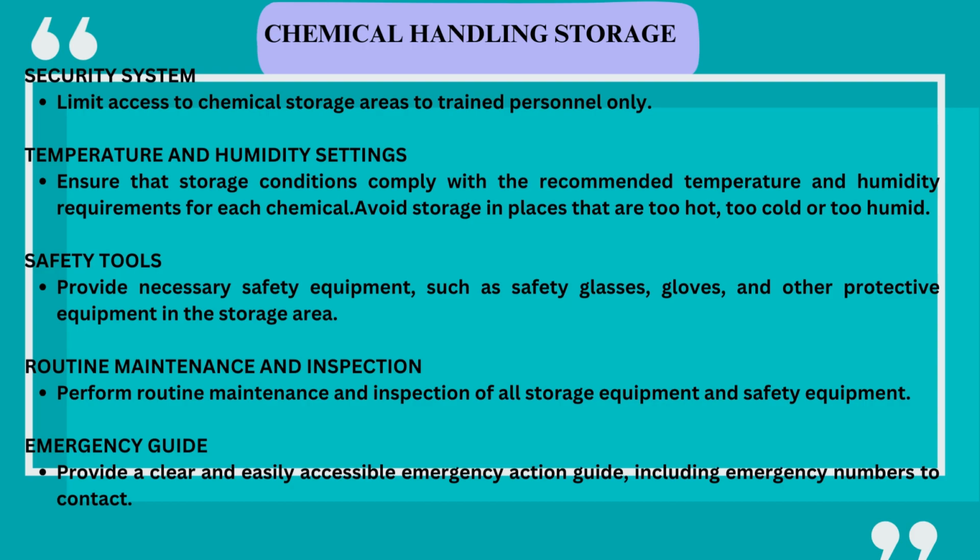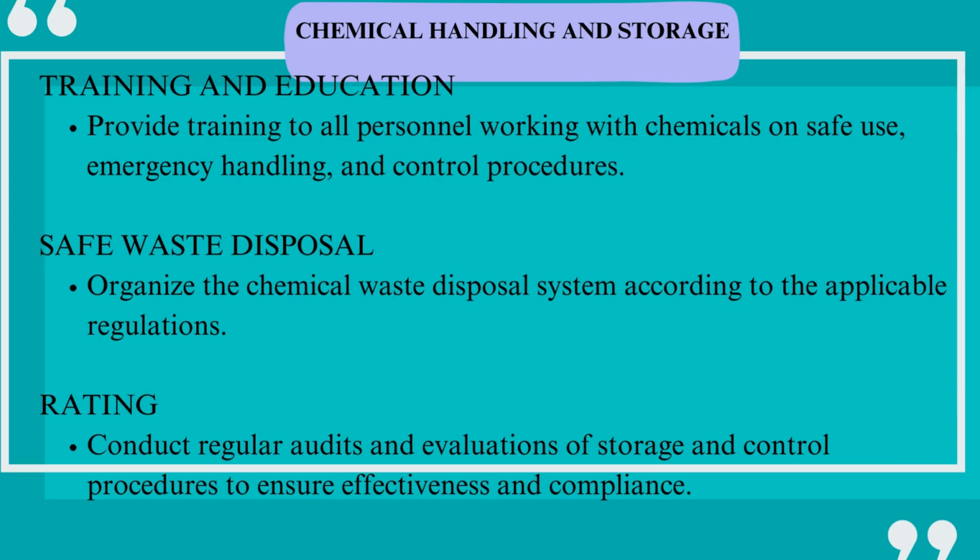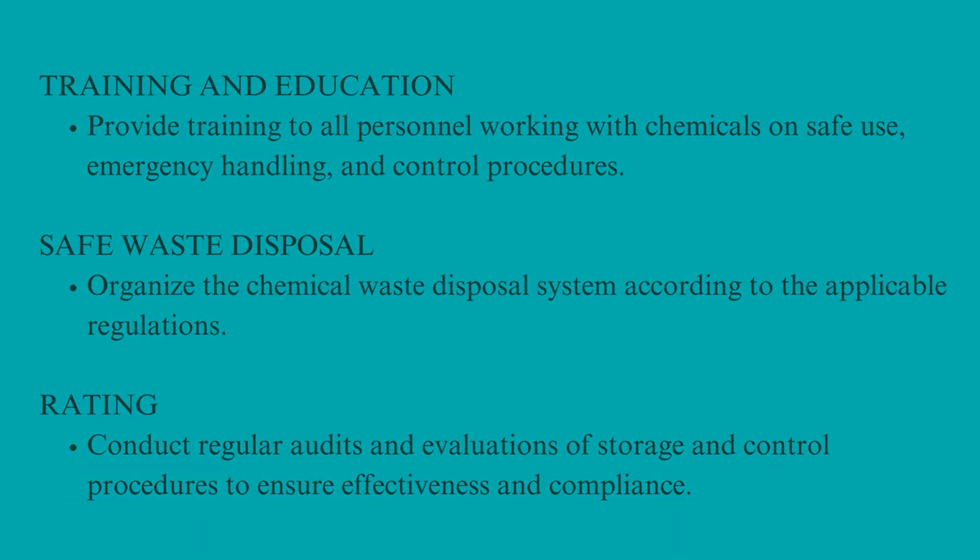Emergency guide. Provide a clear and easily accessible emergency action guide, including emergency numbers to contact. Training and education. Provide training to all personnel working with chemicals on safe use, emergency handling, and control procedures. Safe waste disposal. Organize the chemical waste disposal system according to the applicable regulations. Rating. Conduct regular audits and evaluations of storage and control procedures to ensure effectiveness and compliance.